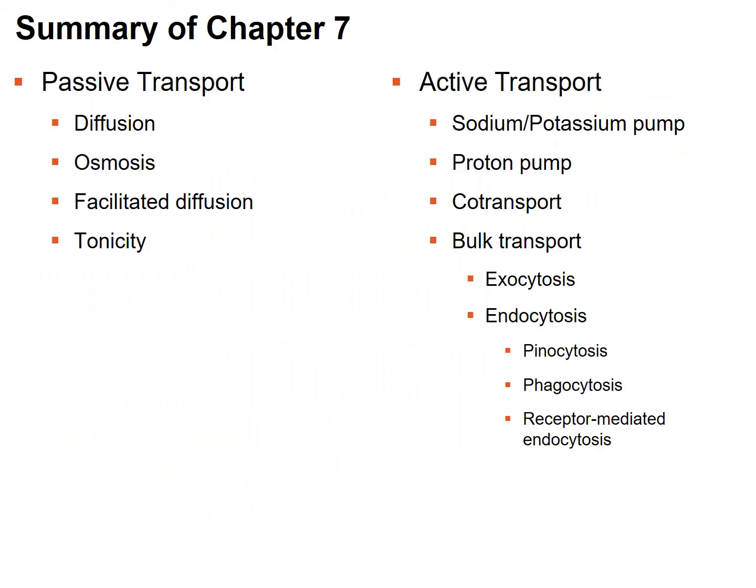This summarizes transport. So remember, there's active and passive transport. Passive transport involves just simple diffusion. Part of that would be osmosis and facilitated diffusion, and I talked about tonicity. And then active transport, we've got the sodium-potassium pump, the proton pump, and then co-transport, and of course bulk transport, which involves exocytosis, or exiting the cell, or endocytosis, or taking in things by eating, drinking, or something specific.